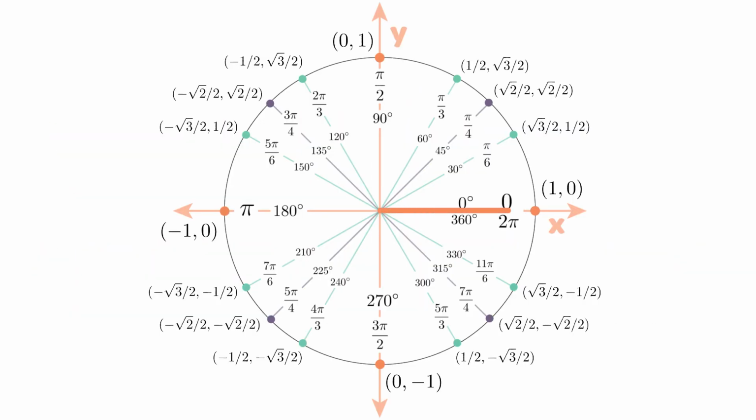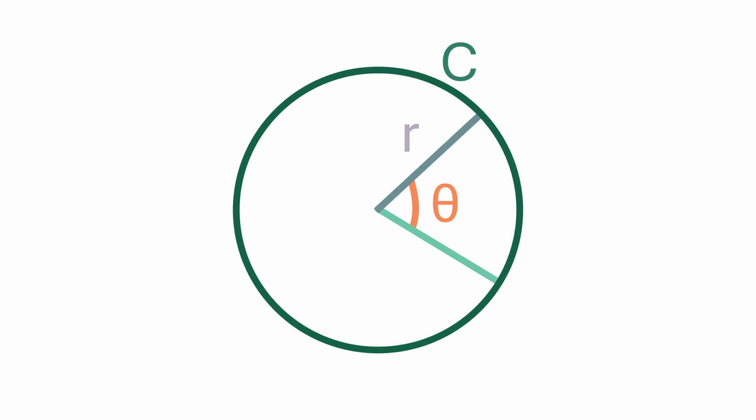It's a circle with a radius of 1 and it has common angles and their corresponding sine and cosine values. Now, not only are the degree angles on the unit circle, but so are the radian angles. But hold up, what is a radian? A radian is an angle measurement that is based on the relationship between a circle's circumference and radius. Let's break this down further.